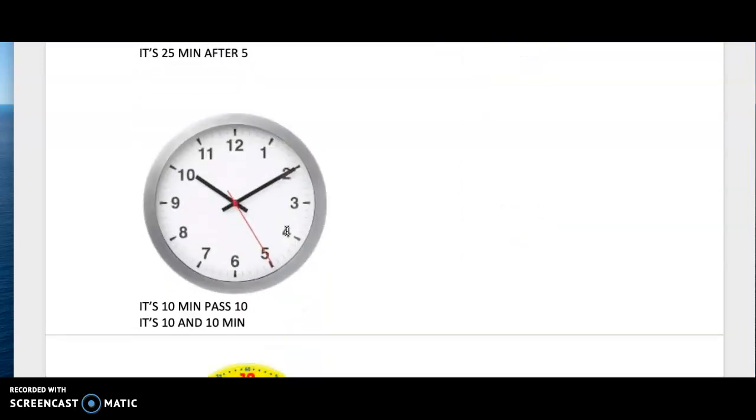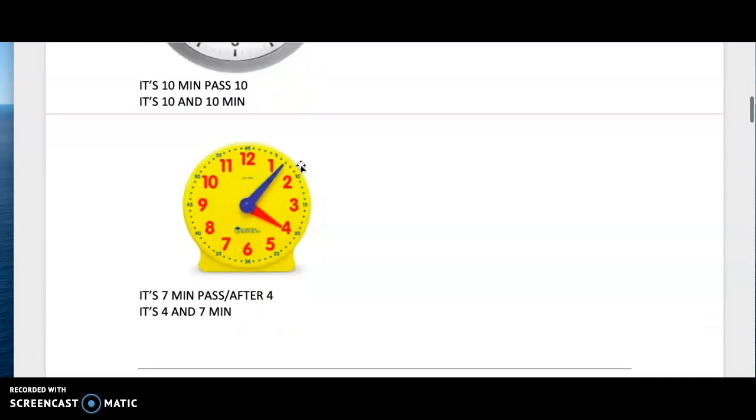So here we have this clock. What time is it, guys? It's 10 minutes past 10. Son 10 minutos pasadas las 10 de la mañana o las 10 de la noche. Or the other simple way is it's 10 and 10 minutes. Son las 10 y 10 minutos. So there are two different ways in which we can say the time.